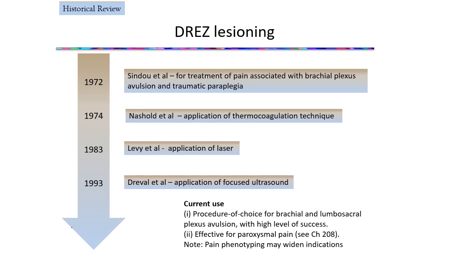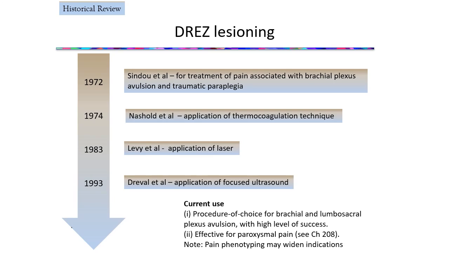One surgical milestone was reached in 1972 when Sindhu described dorsal root entry zone, or DREZ, ablation for deafferentation pain associated with brachial plexus avulsion and traumatic paraplegia, 2 conditions that previously had been generally considered refractory to all treatment. The procedure was readily adopted by neurosurgeons worldwide and further popularized by Nashold and co-workers who used the radiofrequency thermocoagulation technique.